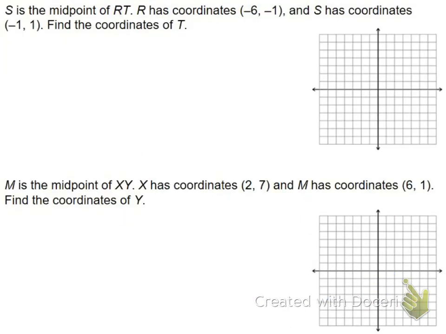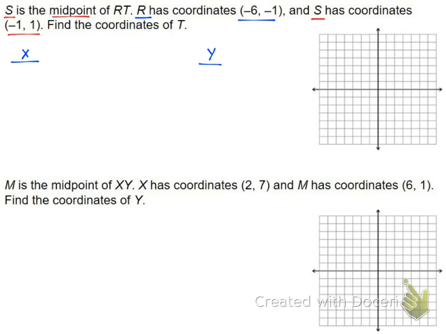With the next ones, these are the ones where I'm going to be working backwards. It tells us that S is the midpoint, and it gives us R, which is one of the endpoints. R is one of the endpoints, and S is the midpoint, which is (-1, +1). If we're going to use algebra for this, we can set up an equation for our x and for our y.